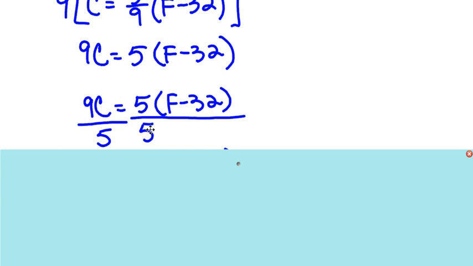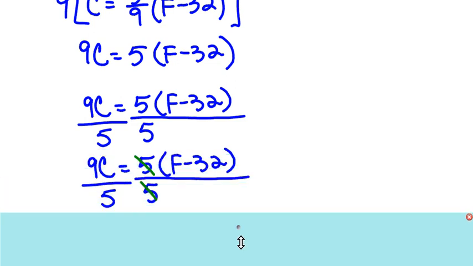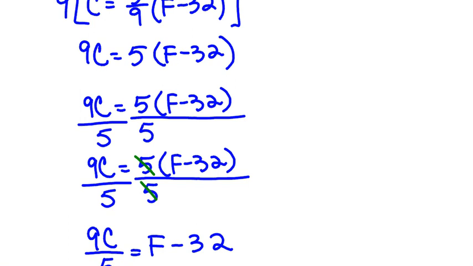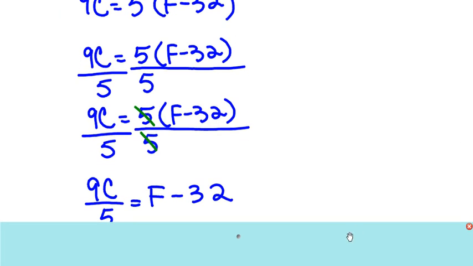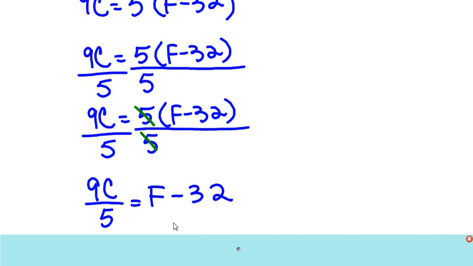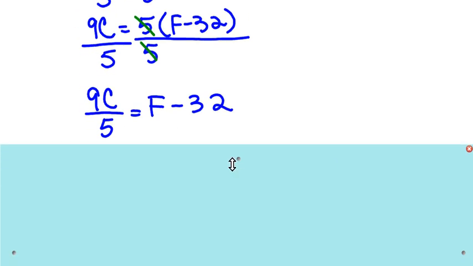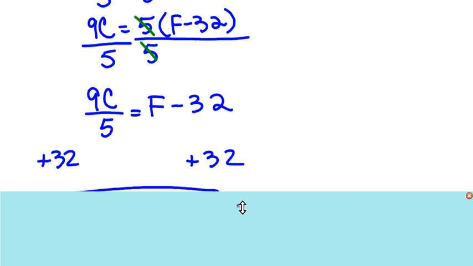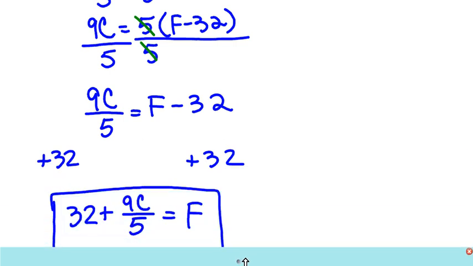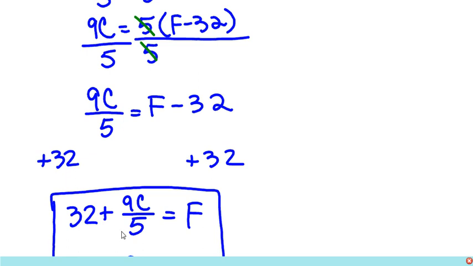So again, here we have a common factor of 5 that we'll divide out to make a 1. So we just have F minus 32 on the right. And now we've got 9C over 5 on the left. No common factors there to divide out. So again, we're still trying to get F by itself. We can see we have some subtraction to undo. To undo subtraction, we're going to do addition. So we're going to add 32 to each side of our equation. And now we have our literal equation solved for F, right? 32 plus 9C over 5 equals F. Here's our equation.